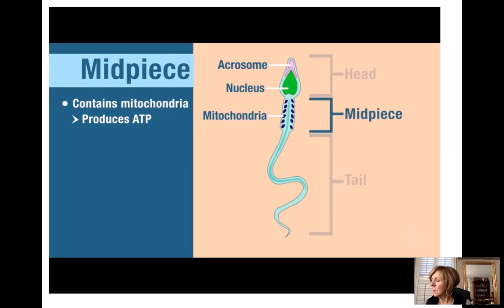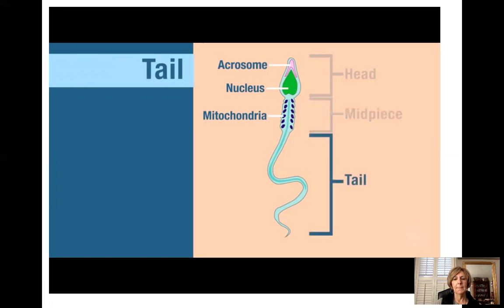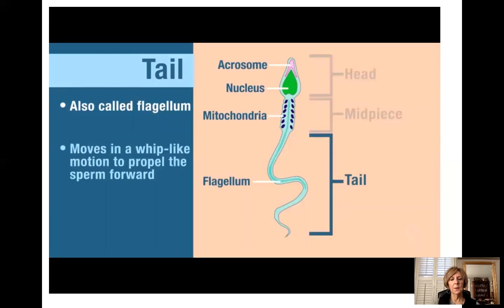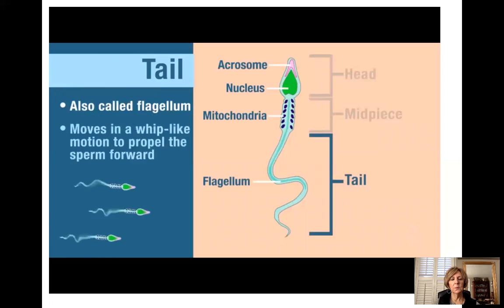The last component, or the last segment, of the sperm is the tail. The tail is called the flagellum, and this is what the sperm use in order to propel themselves. So when we talk about motility of the sperm, you can think about the flagellum whipping, and its whip-like motion is what propels the sperm or causes the sperm to move.